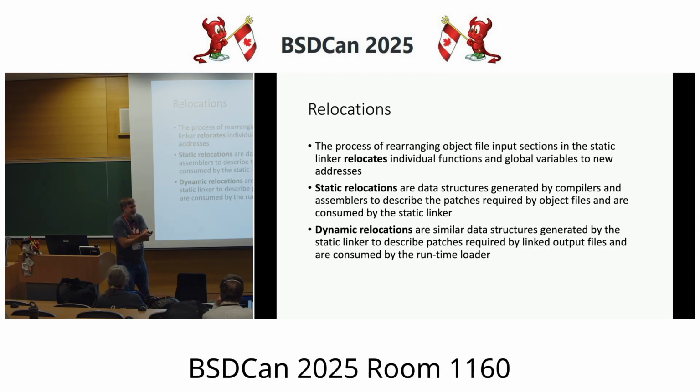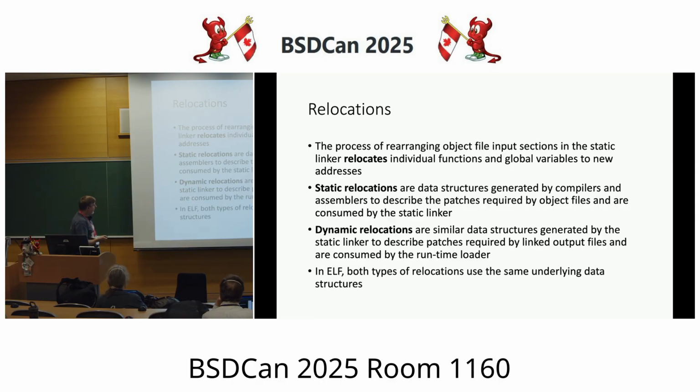Then a second set of relocations are dynamic relocations. The purpose of dynamic relocations is also a similar data structure. These are generated by the static linker when it's building an executable or shared library, and they are used by the runtime loader to manage the patching that's done at runtime. So static relocations come from the compiler and are an input to the static linker. And dynamic relocations come out of the static linker and are an input to the runtime loader. And in ELF, for both types of relocations, we use the same underlying data structure to describe both of them, which makes life somewhat less complicated.